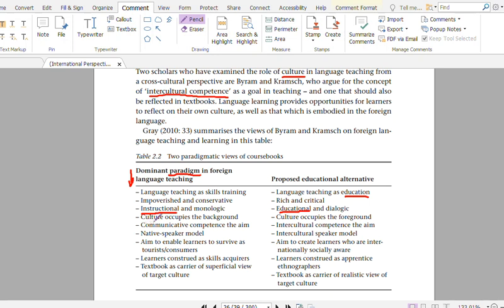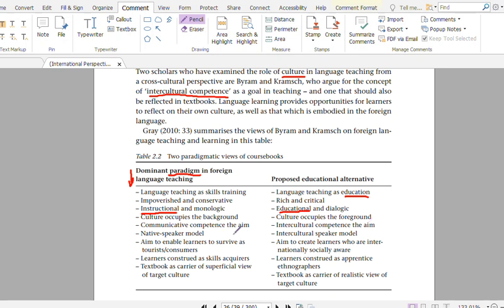Here in the traditional one, culture occupies the background. Even the culture is not that important. Here, culture is much more important because it is believed that the culture determines language. The culture determines meaning-making choices. The culture influences language features, appropriateness of language features.